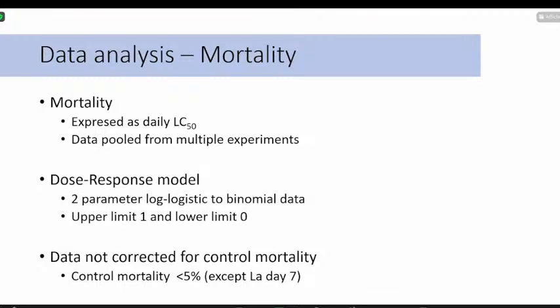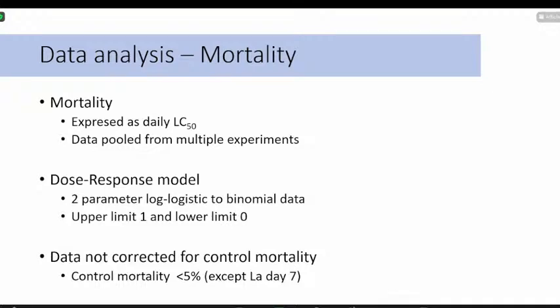The first endpoint is the mortality. I will express this as the LC50, the lethal concentration affecting 50%. This was calculated from the pooled mortality of all the experiments that we did. I fit the data to a dose response model, a 2-parameter log-logistic, and I fixed the upper limit to 1 and the lower limit to 0. I treated the data as binomial because the Daphnia are either alive or dead. There is no half dead or half alive. It's either one or the other.